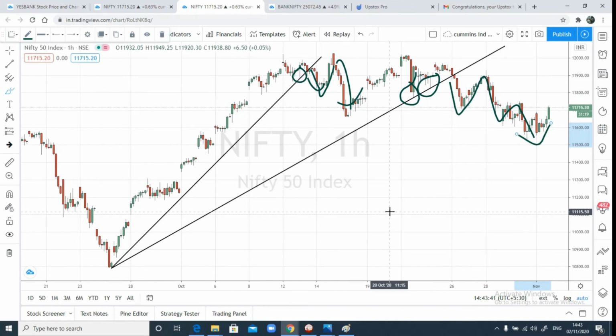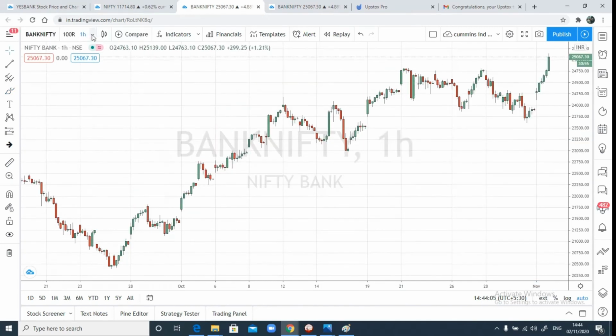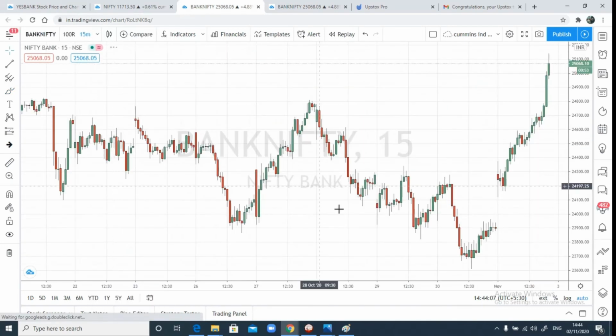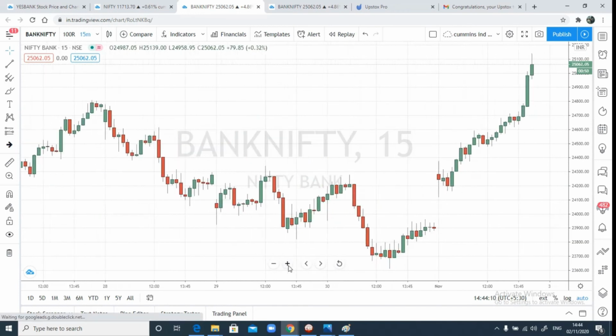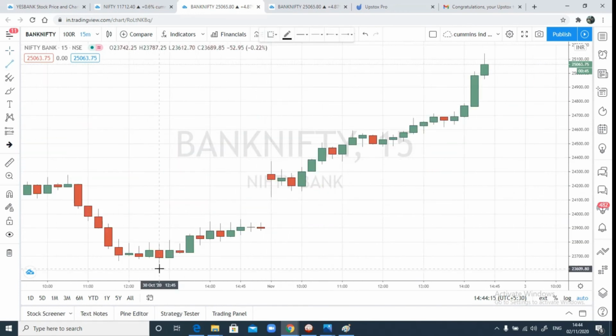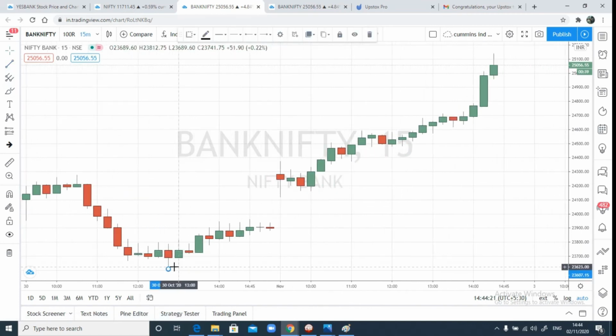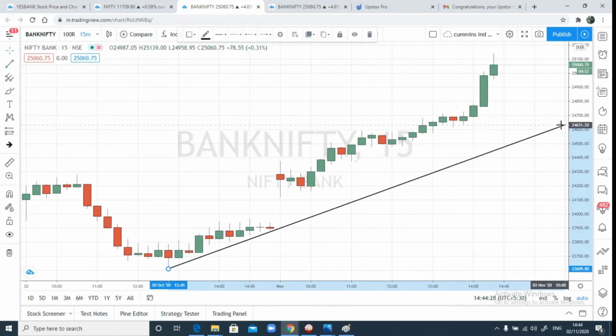Now let me go and show you the Bank Nifty chart. So this is the Bank Nifty chart. Let's go and check out the 15 minutes time frame as well. Okay, this looks fantastic. Now this is the 15 minutes chart and this is the lowest point that I have. I'll start drawing a trend line from here, this lowest point. Okay, this is the one trend line that I have now.